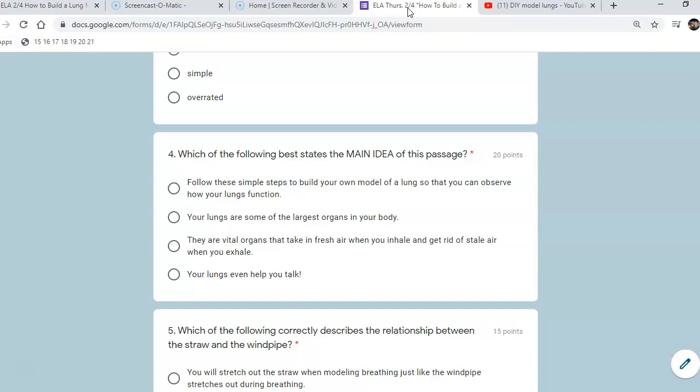Or, they are vital organs that take in fresh air when you inhale and get rid of stale air when you exhale. Or, your lungs even help you talk. Most or all of the paragraphs are working together to get what across to us. All four of these are true. All four of these were mentioned in that first paragraph, actually. But only one of these is the passage mostly focused on, all the way through.